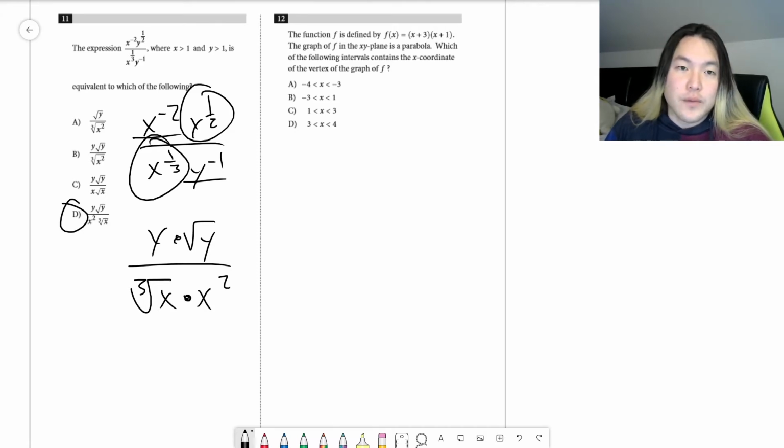Okay, so hopefully you guys are pretty familiar with parabolas. Parabolas look like this. The vertex is the little tip here.